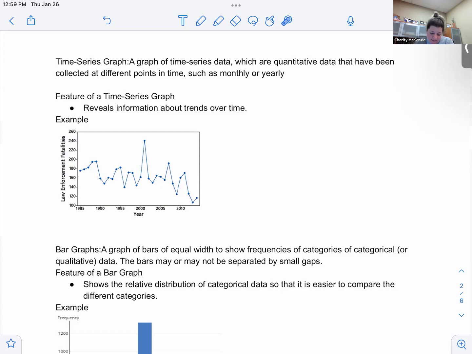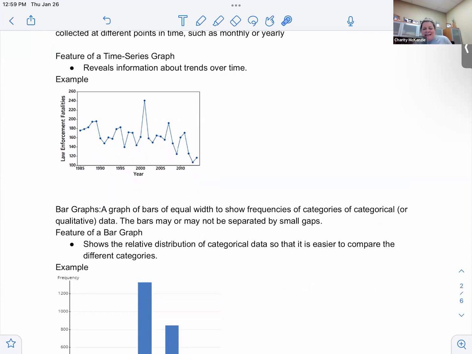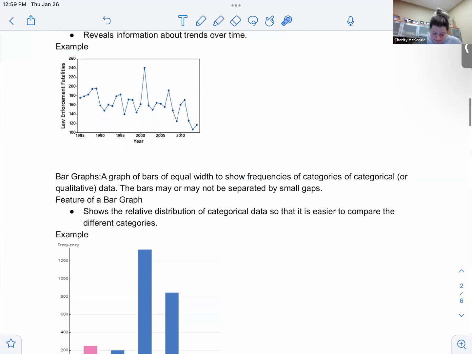So this one happens to be law enforcement fatalities. It goes up and down on how many law enforcement agents lose their lives, which is kind of sad data. Okay, so for that one you would need time, and you would need to show something changing over time. That's a very specific graph.